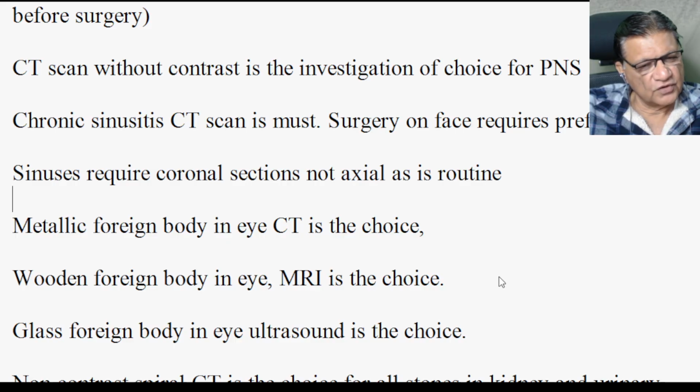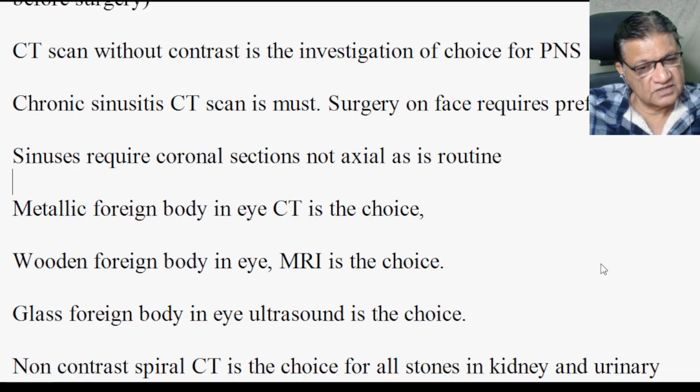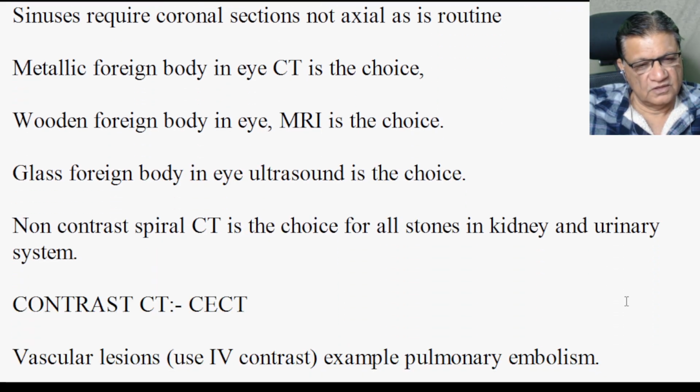The metallic foreign body in the eye, CT scan is the choice. Wooden foreign body in the eye, MRI is the choice. A glass foreign body in the eye, ultrasound is the choice. Non-contrast spiral CT is the choice for all stones in kidney and urinary system.